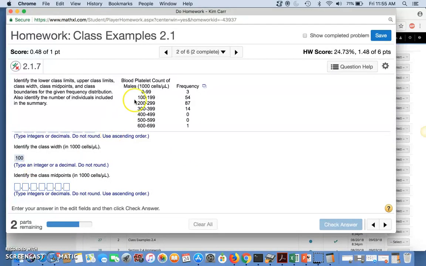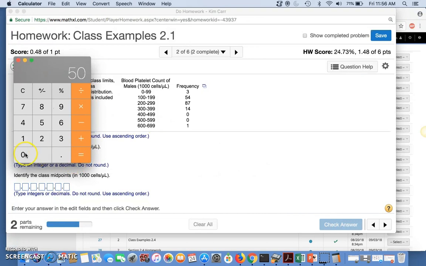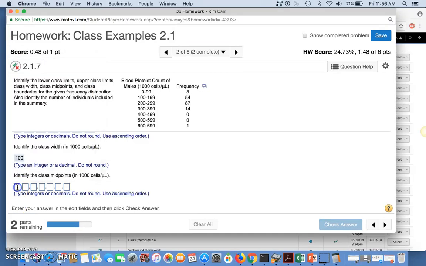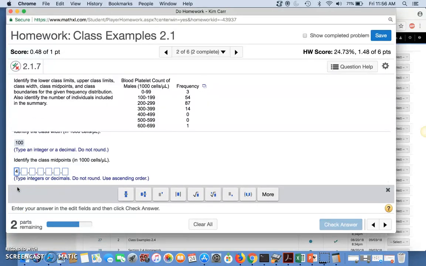Okay, the class midpoint is simply the average of the lower and the upper limit. If you need to do this with a calculator, you can: 0 plus 99, divided by 2. That's 49.5. Now you can add 100 each time and get the next one. That's easier than putting 100 plus 199, totaling it, and dividing by 2. So let's just add 100.